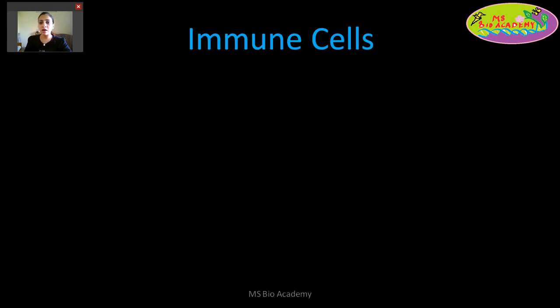Basically they have a unique property: these immune cells do not act against our own healthy cells. So what is that unique property? It is to distinguish between the self and the non-self. So what are self and non-self? Self means that which is a part of the body.